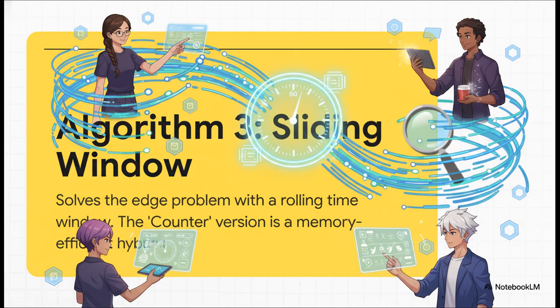Instead of these hard, clumsy resets, it keeps a count over a rolling time period. It's always looking at, say, the last 60 seconds. Now, the best version to talk about in an interview, the one that really shows you know your stuff, is the sliding window counter. It's a really clever hybrid. It gives you all the accuracy of a true sliding window, but it uses some smart estimations so you don't have to waste memory storing a timestamp for every single request. It's the best of both worlds, highly accurate and super efficient.